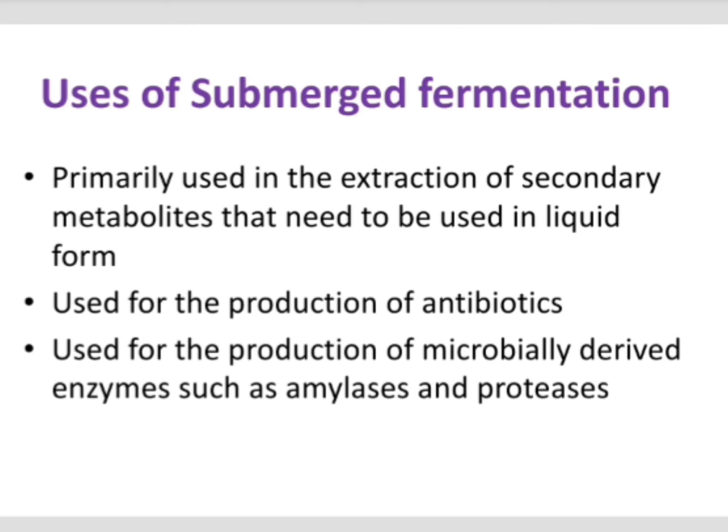The main use of submerged fermentation is that we can extract secondary metabolites from microorganisms in liquid form, because submerged fermentation is carried out in liquid form. It is used for the production of antibiotics, and also for microbially derived enzymes such as amylases, proteases, etc. So the main use is that we can extract secondary metabolites like antibiotics, enzymes, etc. from microorganisms by using submerged fermentation.